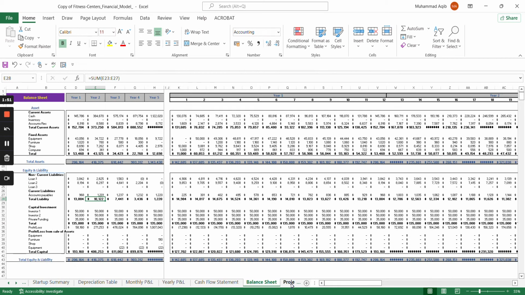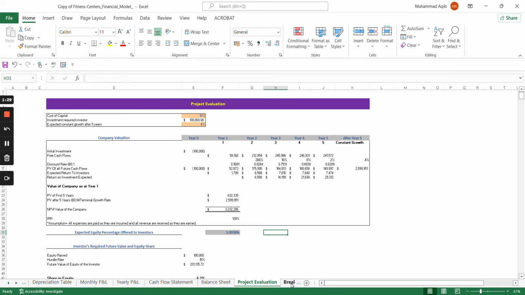Moving on to the balance sheet, this summarizes the assets as well as the equity and liability for the fitness center. This allows the business to evaluate its fixed assets as well as the liabilities it owes and the investors' capital that it has in its business.